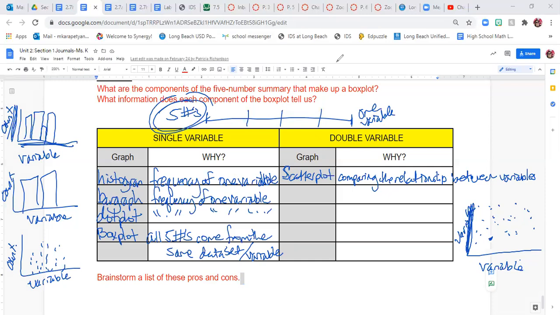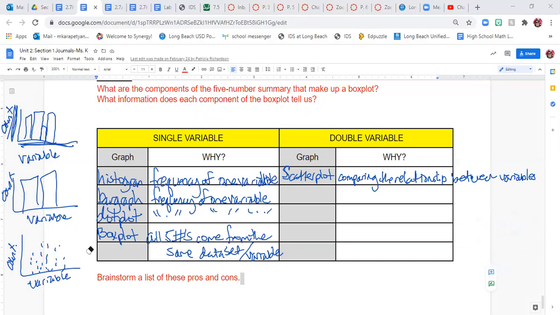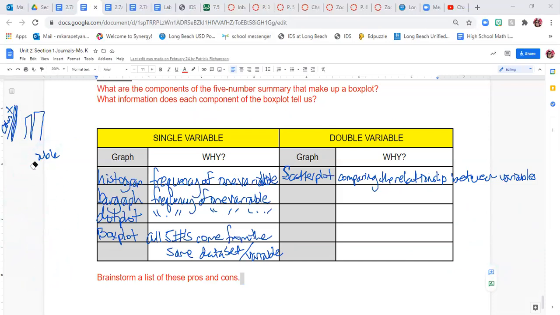All right, this leaves the table. Anyone have anything on the table? Did anyone determine anything about the table? Where would the table go? Aha, very good. The table goes under a double variable. Okay, because once again, we are comparing the relationship between two variables.